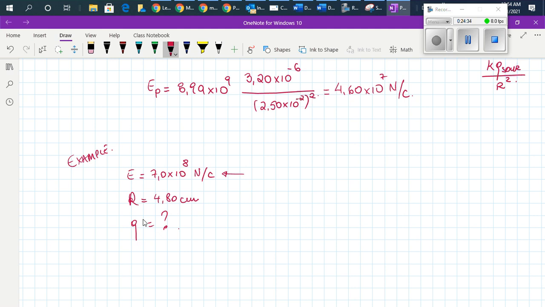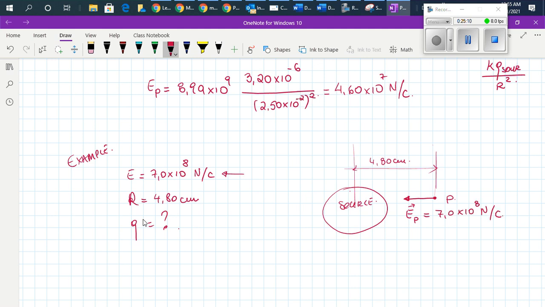So the situation is something like this. You have a source here, which you don't know the nature of, and then you have a point P at a distance from the center of 4.80 centimeters. What you see is that the electric field is toward the source. So this is the electric field toward the source, and the magnitude of it is 7.0 times 10 to the power of 8 newtons per coulomb. So now we are looking for what the source is.